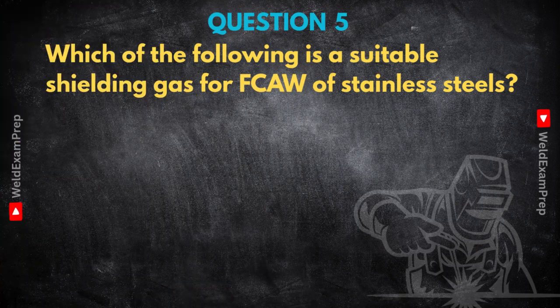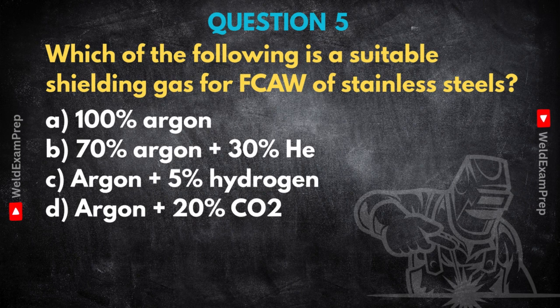Let's tackle our last question for this session. This one's about consumables and process specifics. Question 5. Which of the following is a suitable shielding gas for FCAW of stainless steels? Options are A, 100% argon. B, 70% argon plus 30% helium. C, argon plus 5% hydrogen. Or D, argon plus 20% CO2.